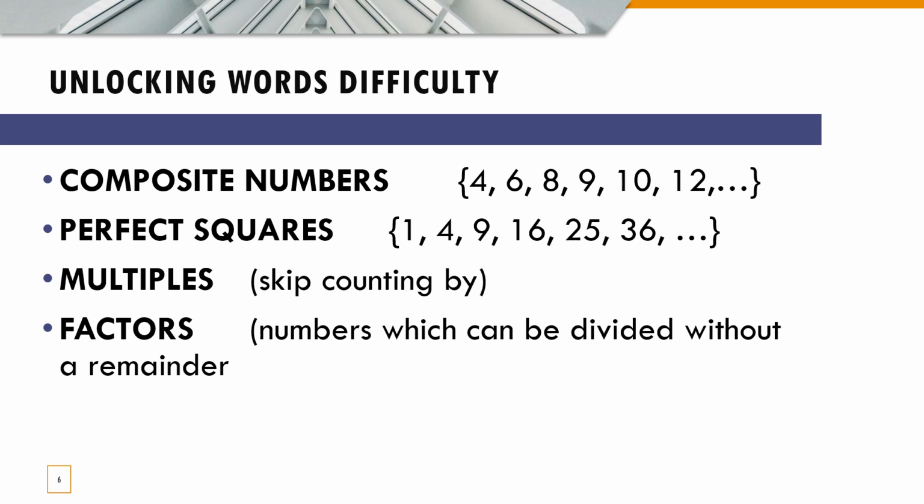Factors. So factors are numbers which can be divided without a remainder. So say for example, number 4. So ano ba yung factors ni 4? We have 1, we have 2, and we have 4 because 1 times 4 is 4. 2 times 2 is 4. So 1, 2, and 4 are factors of 4.